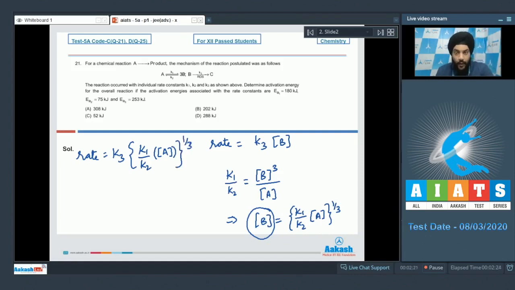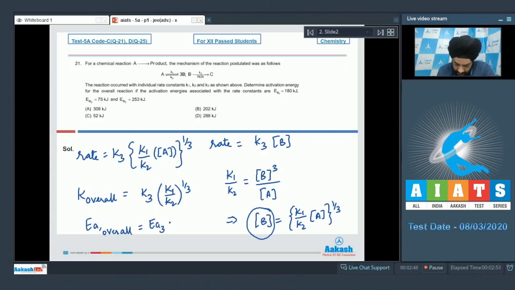So students, if we talk about the overall rate constant, we're going to call it K overall. This can be written as K3 times K1 by K2 raised to the power 1 by 3. So this means that the activation energy overall can be written as EA3 plus 1 by 3 times EA1 minus EA2. All that is left now is to substitute the values of EA3, EA1 and EA2, students. So we can put those values.